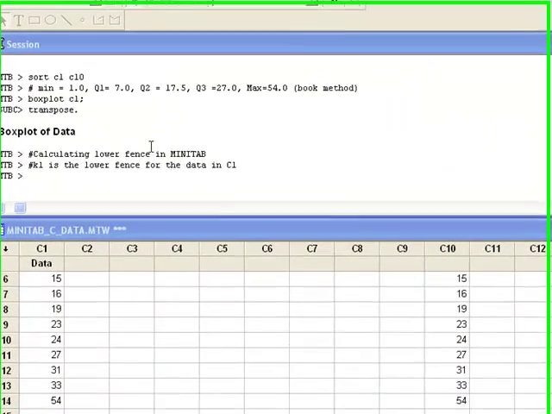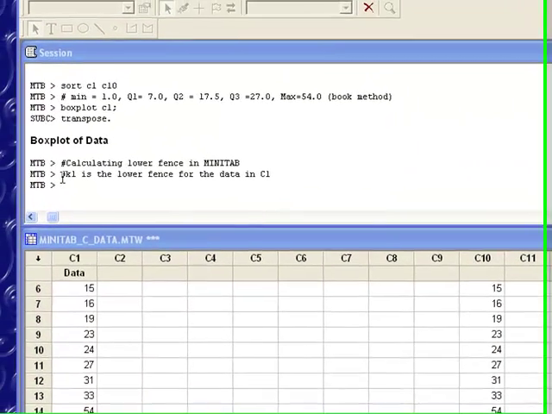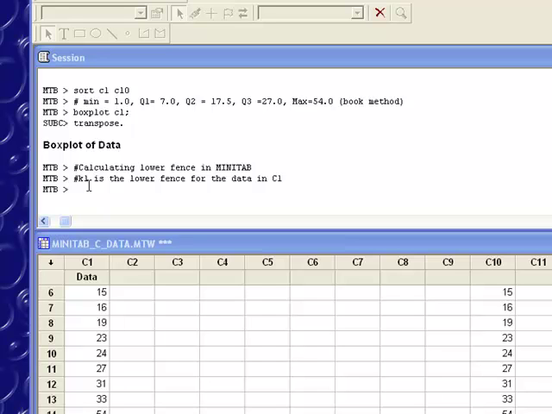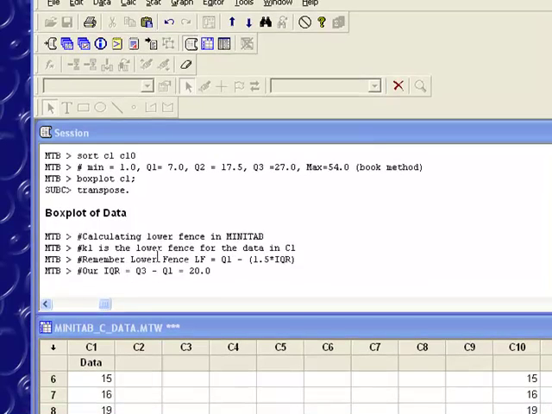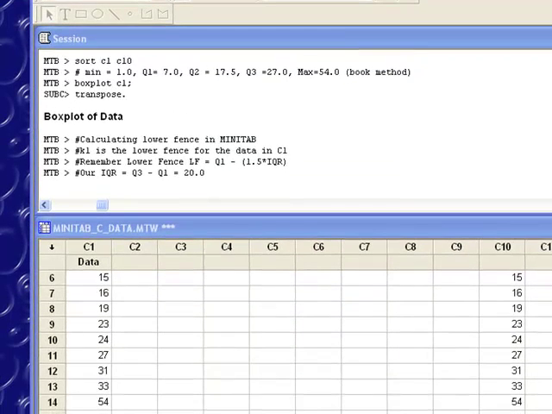So I'm going to calculate the lower fence in Minitab. I'm going to let this constant, it's called K1, or I could call it K2, K, any number, is a constant in Minitab. But I'm going to let K1 be our lower fence for the data in C1. And this is what the command would look like for that. Remember that the lower fence is our first quartile minus the magical number, but it's not magical, there's a reason for it, 1.5 times the interquartile range. But remember what the interquartile range is, it's Q3 minus Q1, and in our case, Q3 is 27 and Q1 is 7, so our interquartile range is 20.